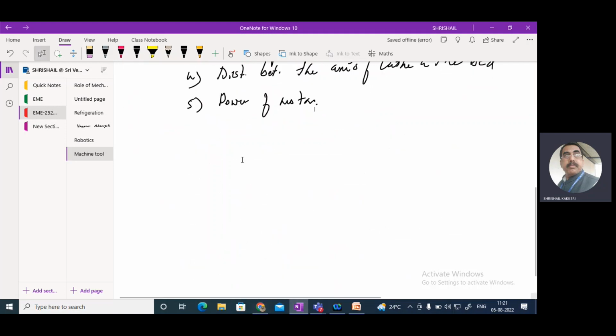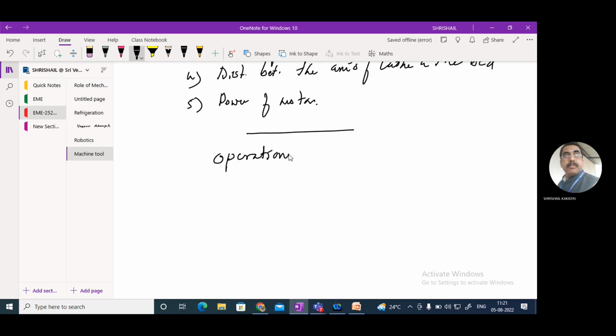Next, what are all the operations which can be performed on the lathe? On any lathe, these are the operations we can perform. I am going to finish this surface. What is this called? Facing. Very good. Please try to remember these words. Facing. Second one, I want to finish this; some diameter I want to reduce. It will be called turning, plain turning.